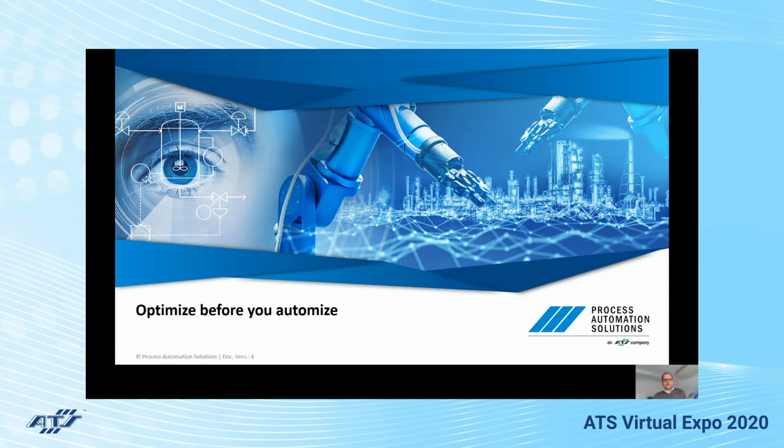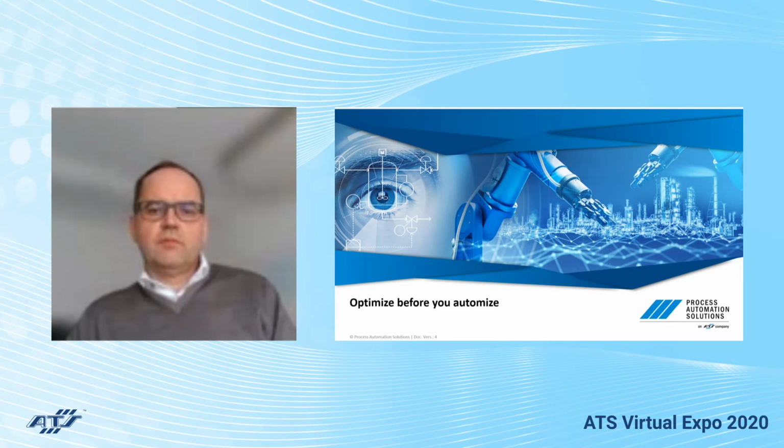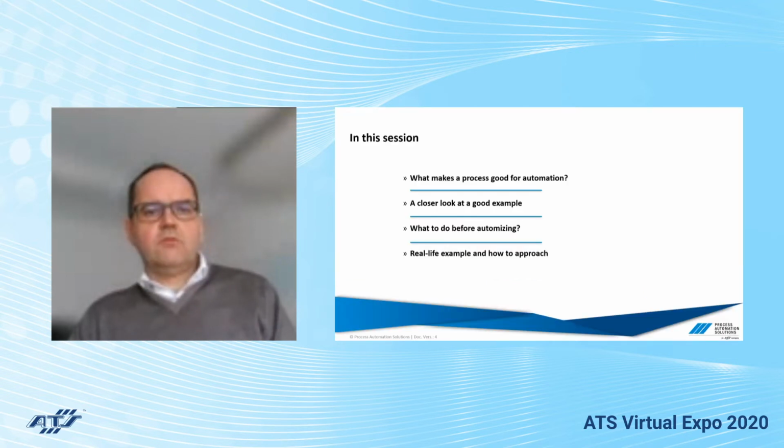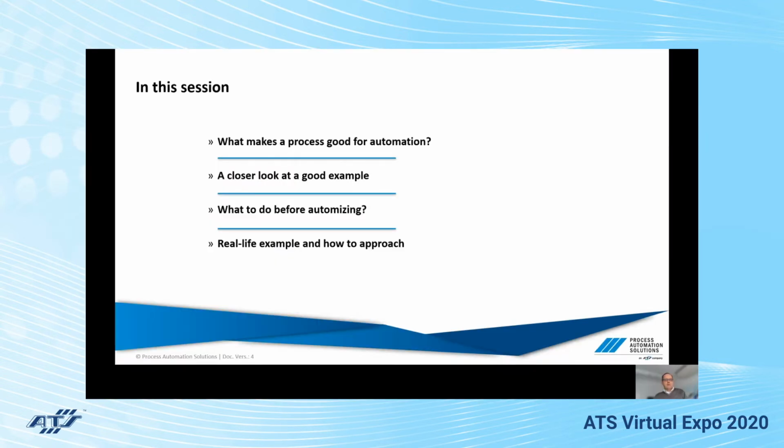In the first part of the presentation, you heard about product and automation. In the second part, I'm going to talk about optimizing your process before you automate it. In particular, we are going to look at what makes a process good for automation and what the principles are. We will take a closer look at one good example that might be automated in the next step. We will ask ourselves what needs to be done before automating and what needs to be considered. And then we will look at a real-life example and how to approach it.